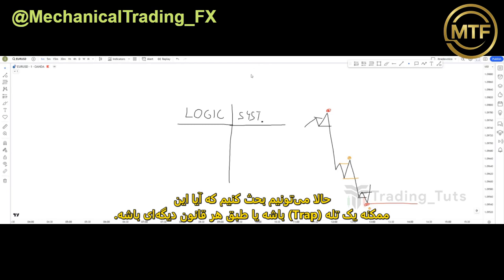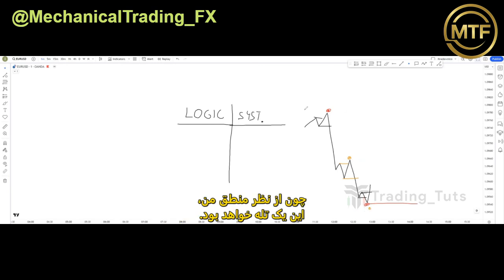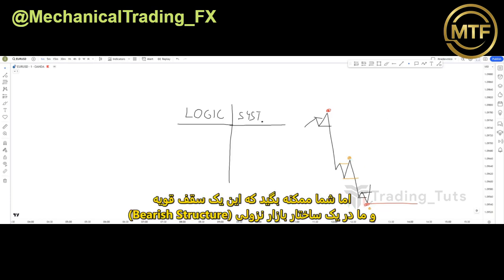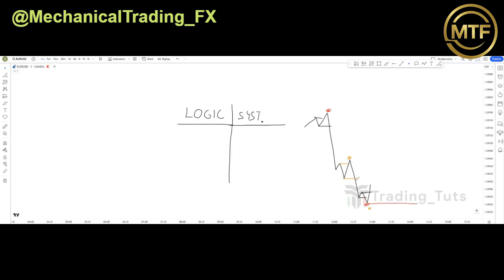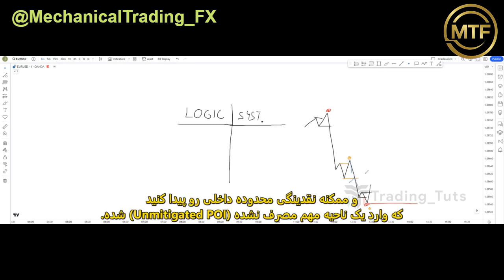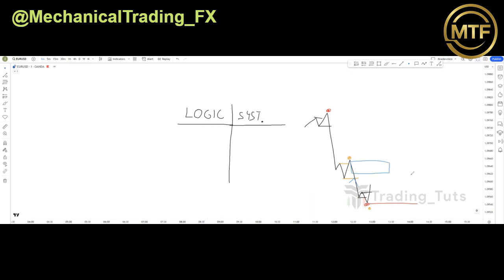Now we can argue about whether this may be a trap or maybe an area to hold, because in my way of using my logic, this will be a trap. It's obvious to me that it's going to be a trap. But you might say that this is a strong high and made a weak low in a bearish market structure. And you may find internal range liquidity feeding into an unmitigated POI. You see how it's confusing this way. You cannot teach your own logic, because this is just your way of seeing the market. This will come with your experience and your personal preferences, but it's not something that you can teach.